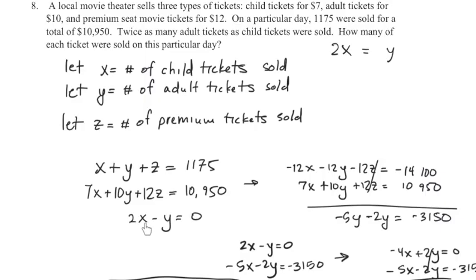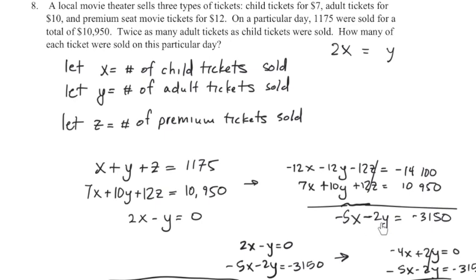The bottom equation already has z missing; we only have x and y. So I chose to take the top two equations and eliminate z, since this equation already had z missing. If I multiply the top equation by negative 12, which I did here, and then add it to the middle equation, z eliminates, leaving negative 5x minus 2y.